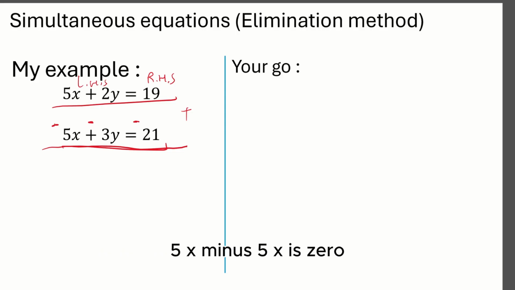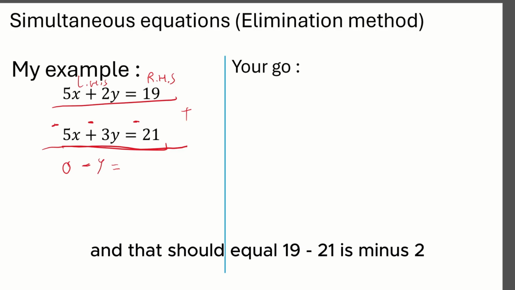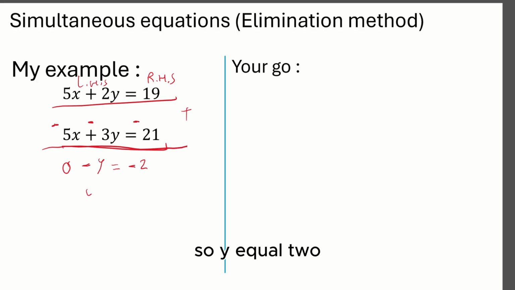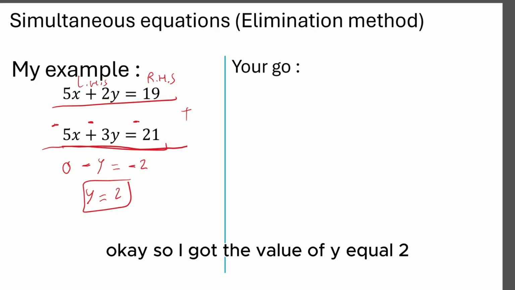5x minus 5x is 0. 2y minus 3y is minus y, and that should equal 19 minus 21, which is minus 2. So y equals 2. Okay, so I got the value of y equals 2.